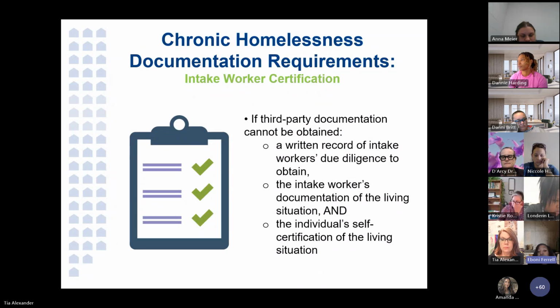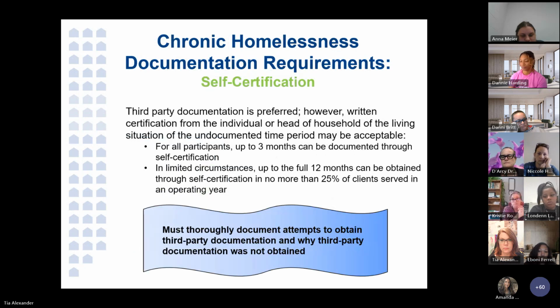Intake worker certification must be accompanied by a written account of what efforts have been made to obtain third-party documentation and must also be accompanied by a self-certification signed by the participant that corroborates the intake worker's observation. If third-party documentation and intake worker observation are not possible to obtain, the participant can sign a self-declaration detailing the specific location and dates to the best of their recollection in each sleeping location.